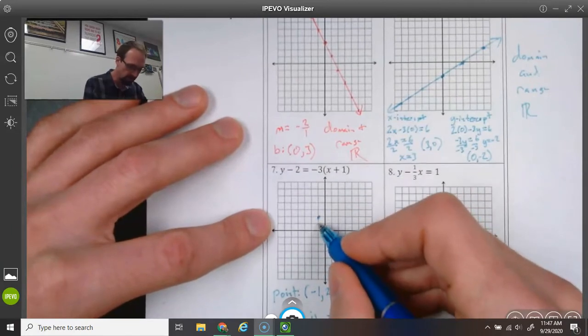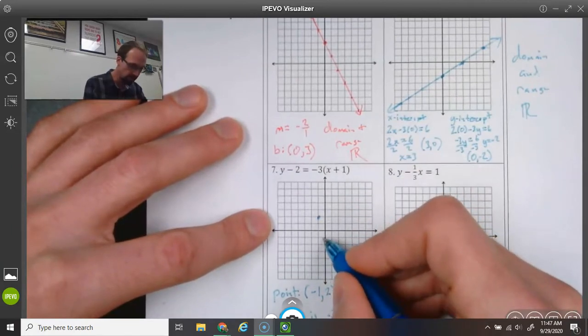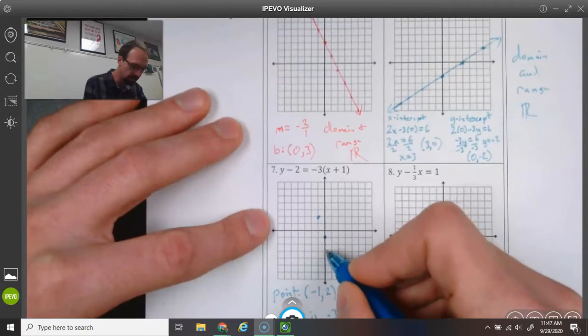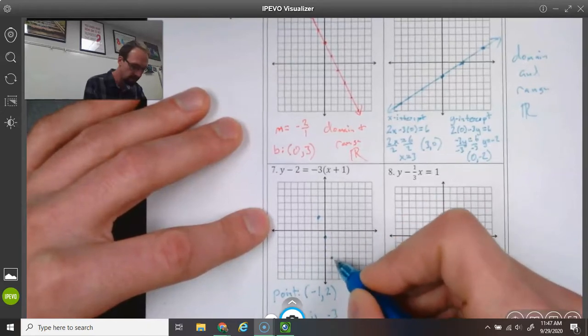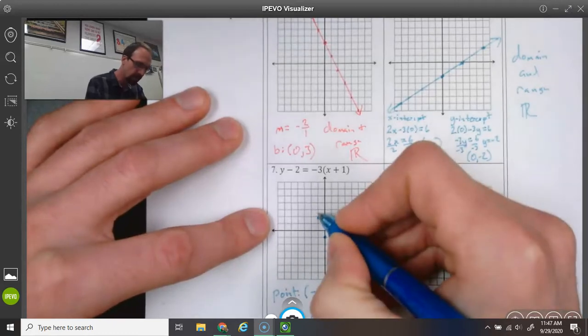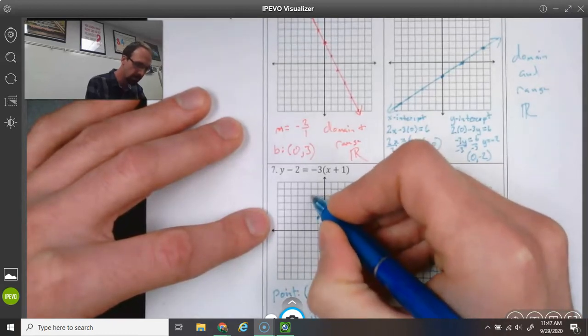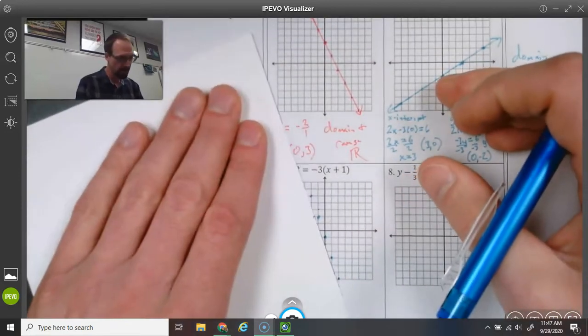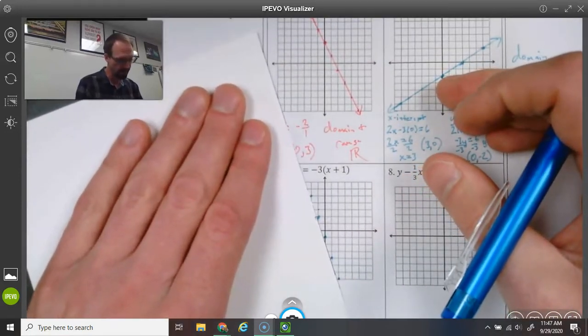Let's see, I'm going to go down 3, 1, 2, 3, and then to the right 1. Right 1, and then I'm just going to repeat that. And then up 3, to the left 1. Again, I repeat that until I run out of graph, or the grid, excuse me, to graph on.